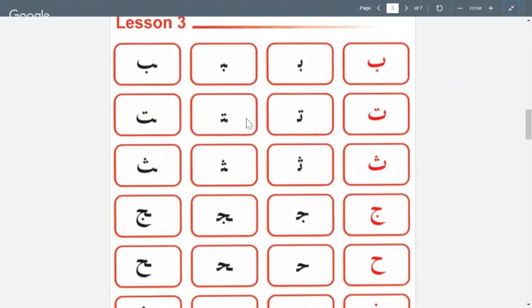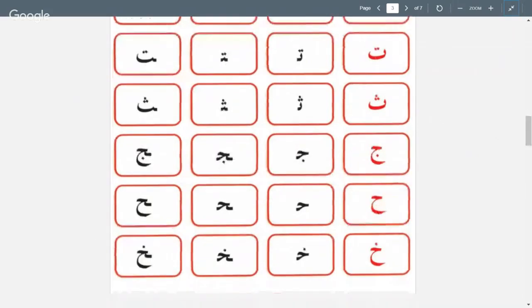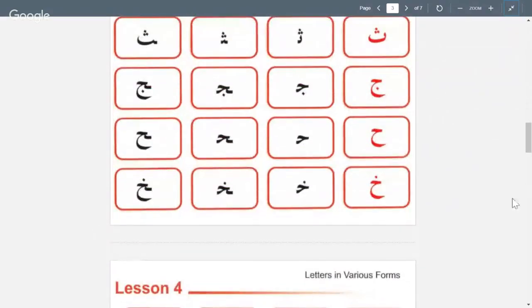Okay, so ta at the beginning, in the middle, or at the end, and tha. Tha in isolation, tha at the beginning of the word, tha in the middle of the word, and tha at the end of the word where it's connected to something. Okay, our next 3 letters are jim, ha, and kha. And you'll notice that jim changes quite a bit. So this is jim, the way we learned it, ha and kha in their isolated positions. You have the entire letter, and then you put your dot. If it's at the beginning of the word, this is what you get.